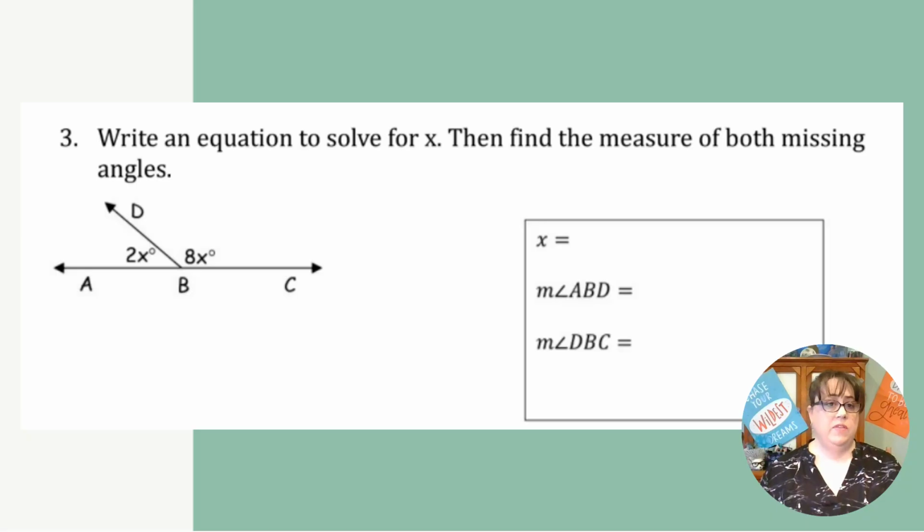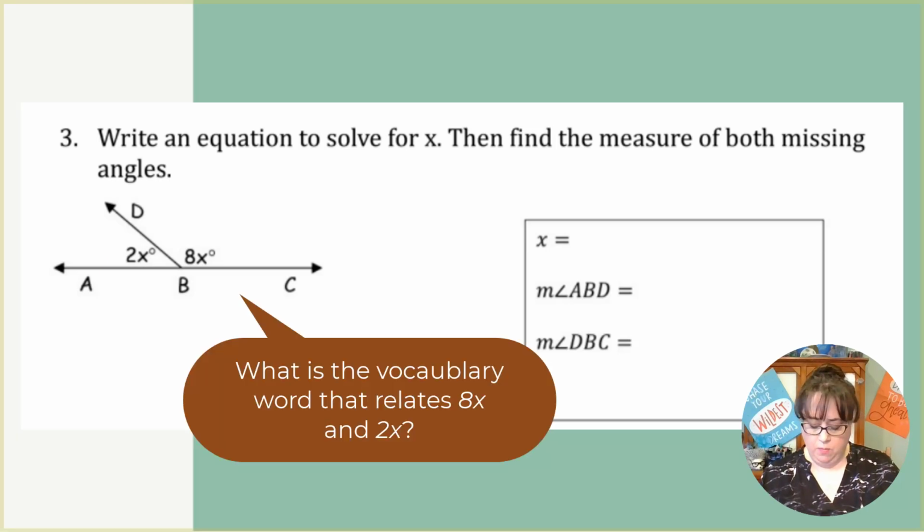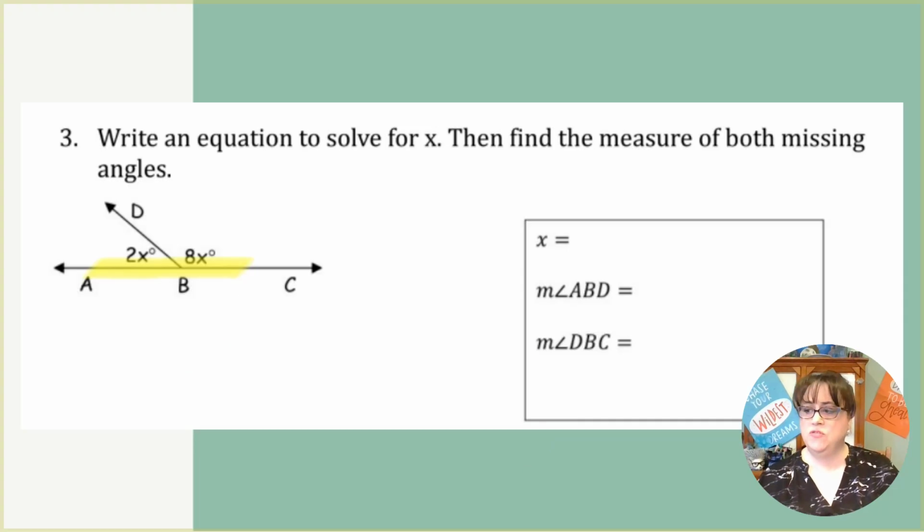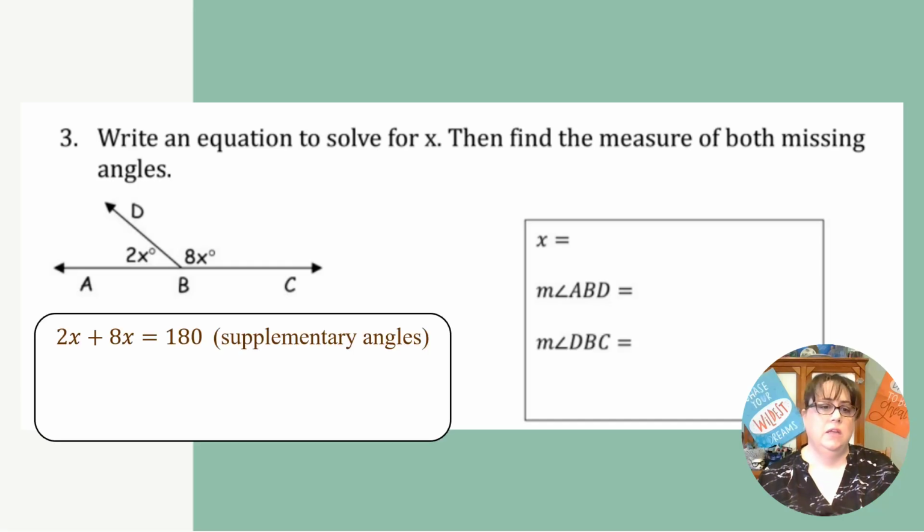Now we have this one. Write and solve an equation, then find the measure of both the missing angles. So what do we know when we have a straight line? Again, we have a straight line, and what do we know then about 2x and 8x? Well, we know then that they must be supplementary. So 2x and 8x must equal 180 degrees. And now we just go about solving this as an equation.